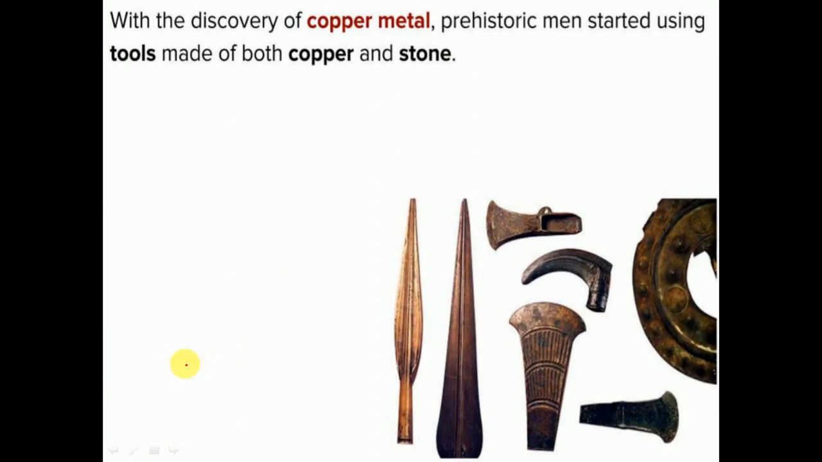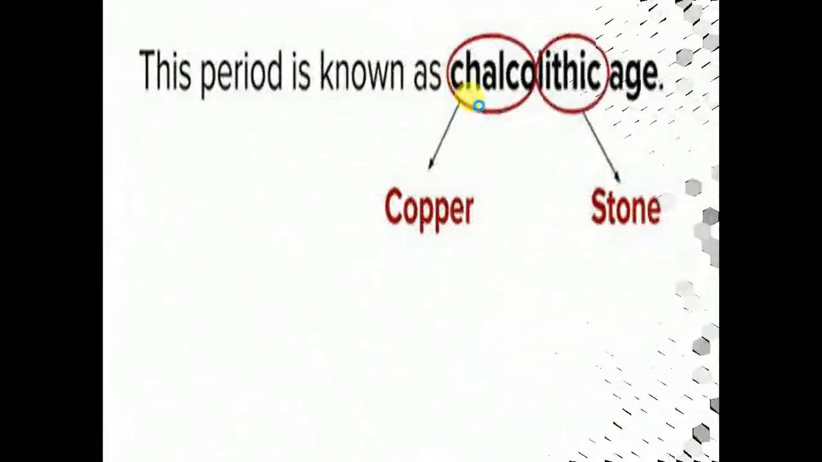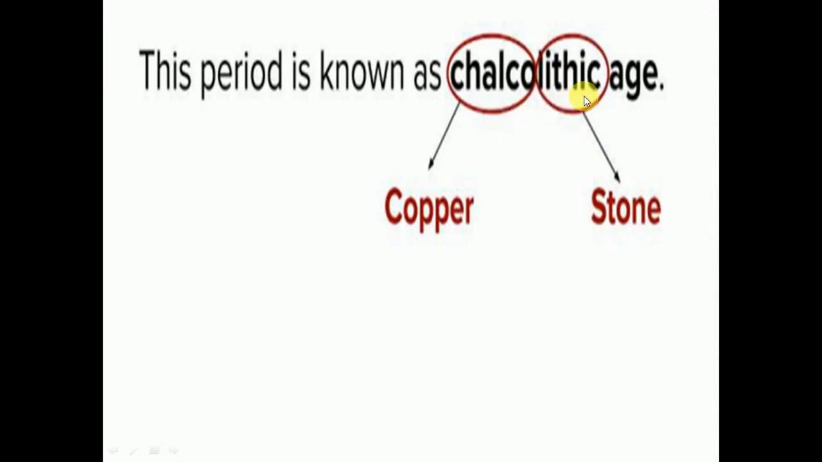Then they made a discovery, and they found something called copper metal. Then they started making weapons. See, these are the set of weapons which they made in the ancient period. They started making weapons with the help of copper and stone, so that period is known as Chalcolithic Age. This might be a new word for you all, but chalco means copper and lithic means stone.